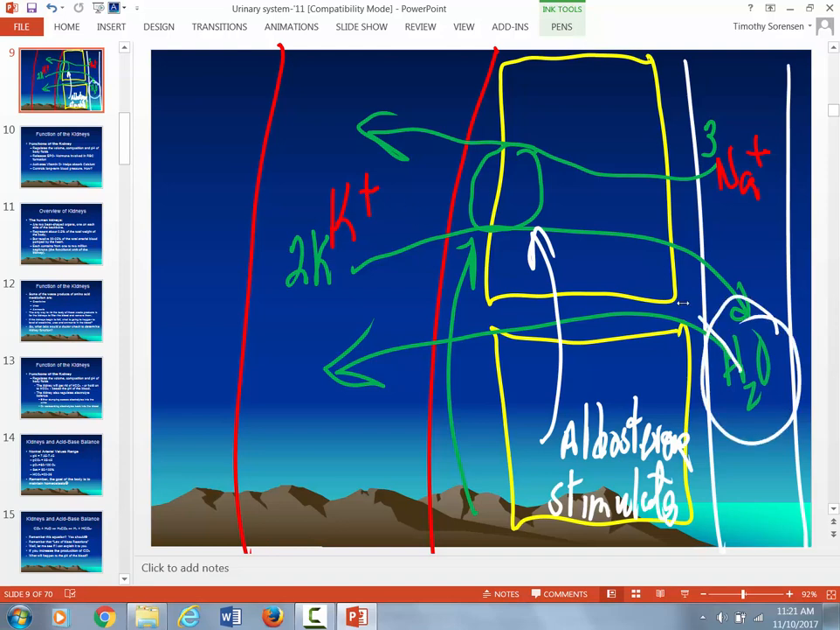By osmosis. So what will happen to your blood volume? Venous return. Strike. So what will happen to your blood pressure? It goes up. Better write this down.